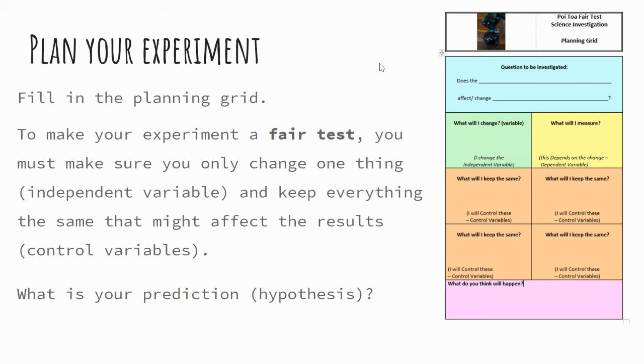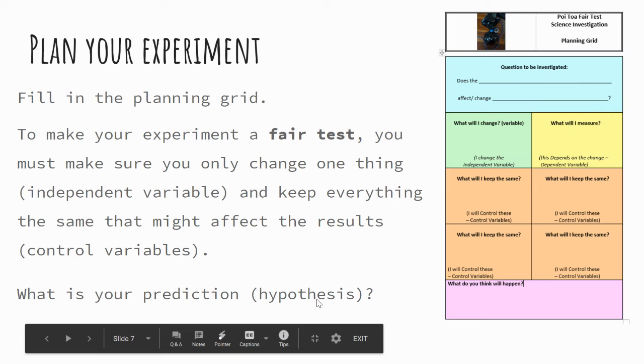So once you've done your brainstorming, then you're going to fill in the second sheet on the planning, and this is the planning grid. You want to make sure your experiment is a fair test. A fair test is when you only change one thing. That is known as the independent variable, and keep everything else the same that might affect the results. So these are the control variables. And then you come up with a prediction. What do you think will happen? This is your hypothesis. So you write your aim, your question to be investigated in here.